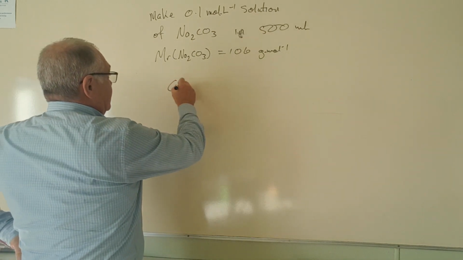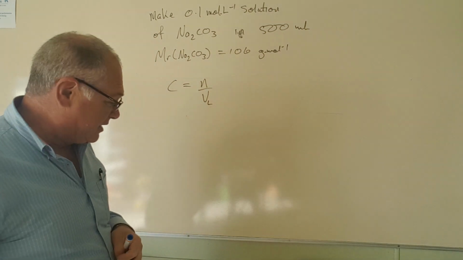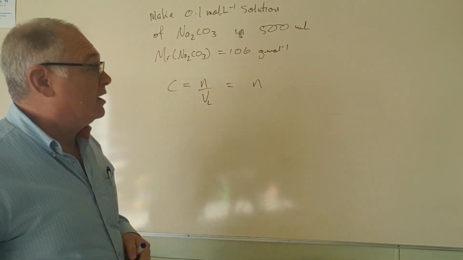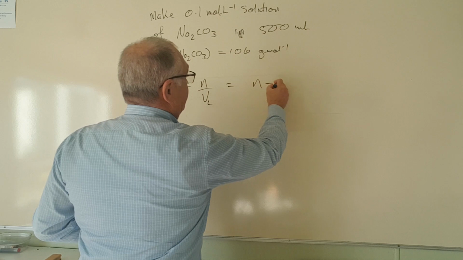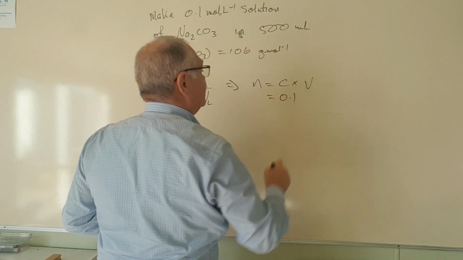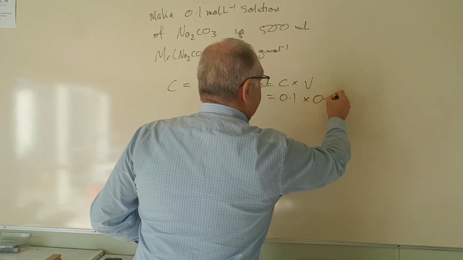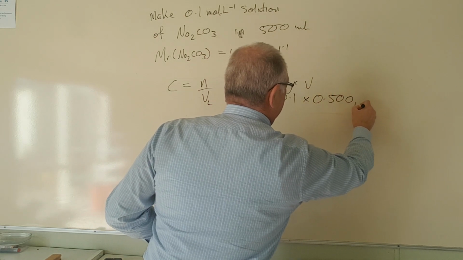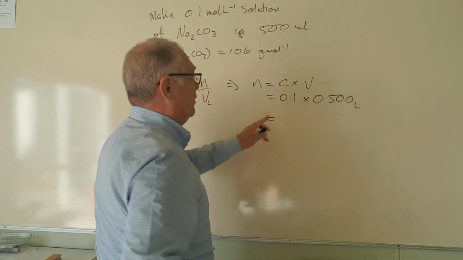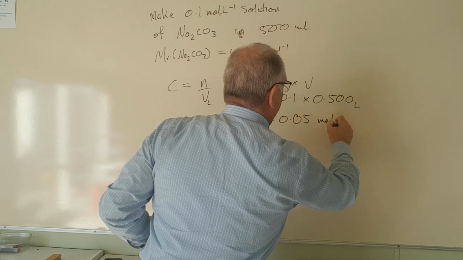So this time the concentration is moles per litre. You should always start with writing your formula. This time I want to know the number of moles that I need to put in to my solution. The number of moles is going to be concentration times volume. The concentration I want is 0.1. The volume I want is 0.500 litres. And so the number of moles I want is going to be half of 0.1, so 0.05 mole.